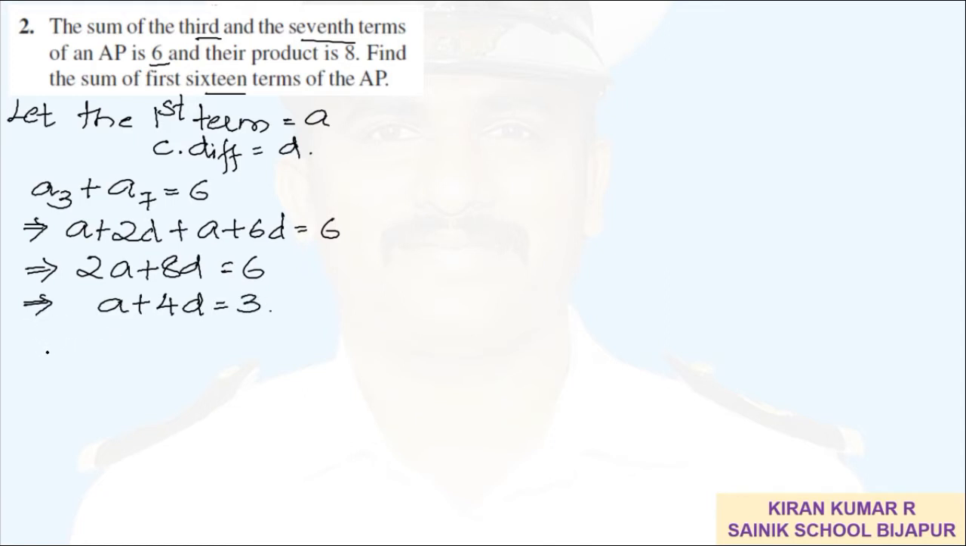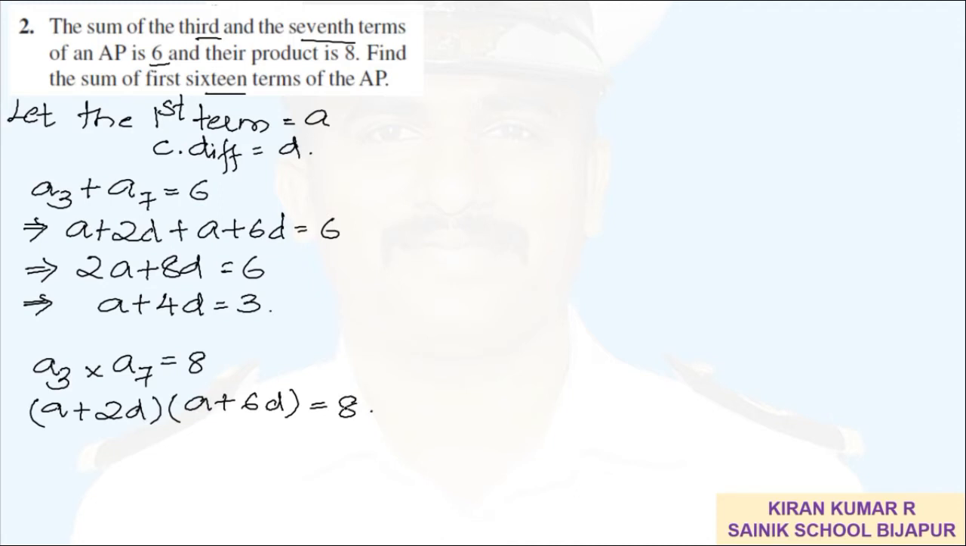Let me consider the other condition. The other condition given is the product of these two terms, A3 into A7 is 8. Let me once again substitute. It is A plus 2D multiplied by A plus 6D equal to 8.